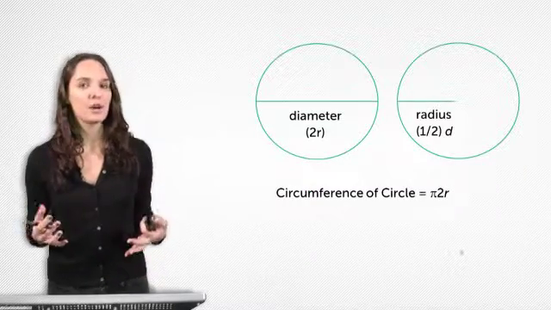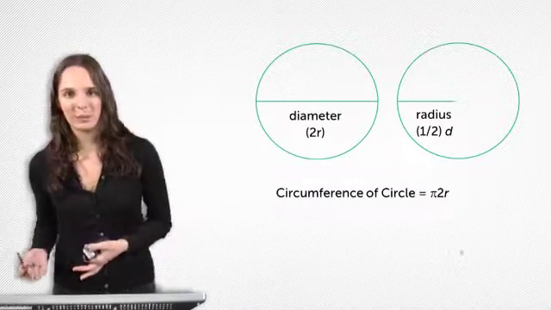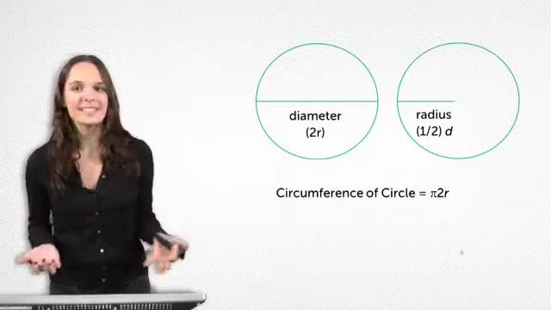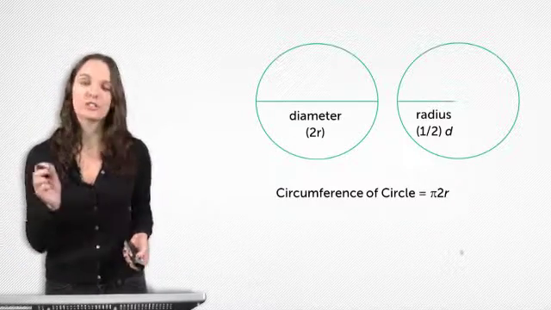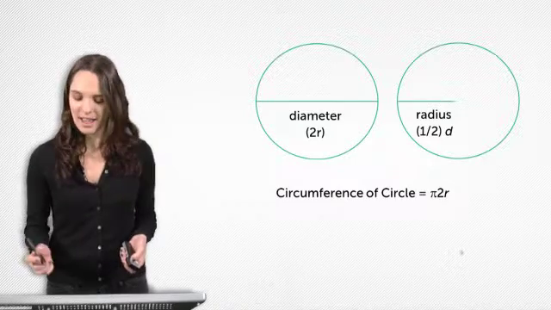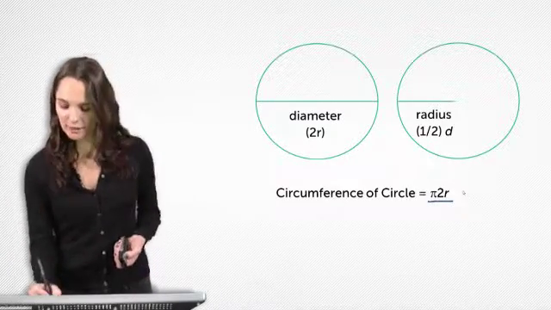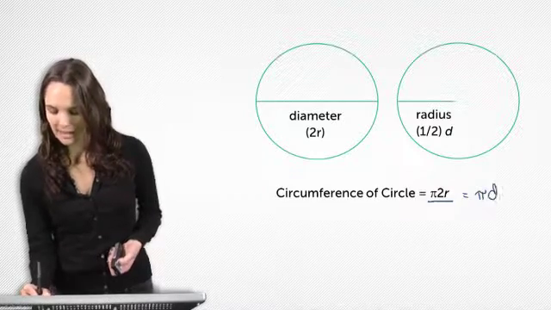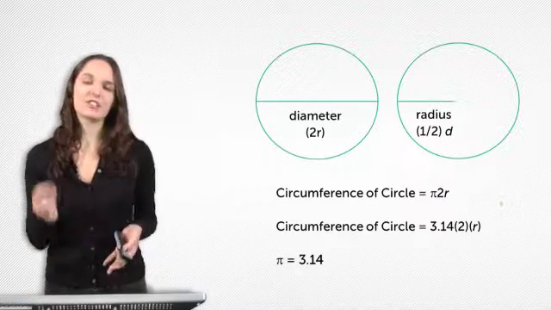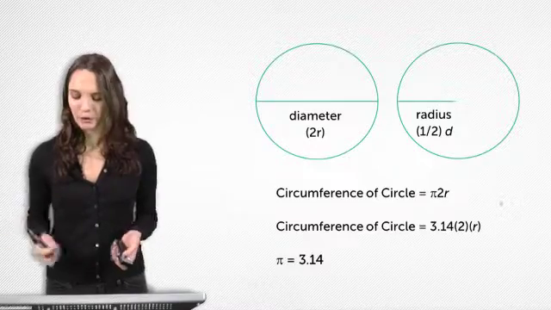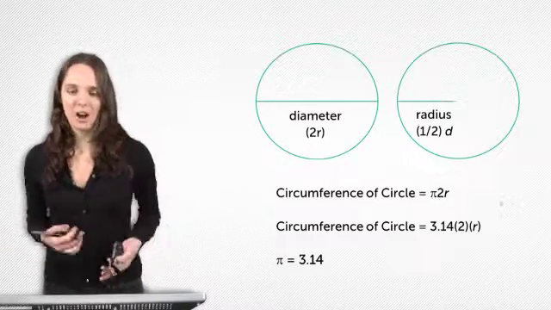All right, we also know the diameter is just 2 times the radius, or you could also say that the radius is half of the diameter. So the circumference of the circle can also be written as pi times 2 times r instead of pi times the diameter. So our circumference of a circle is 3.14 times 2 times r.